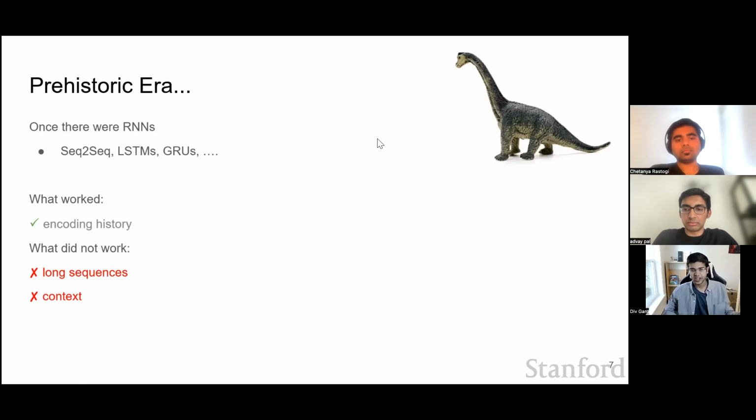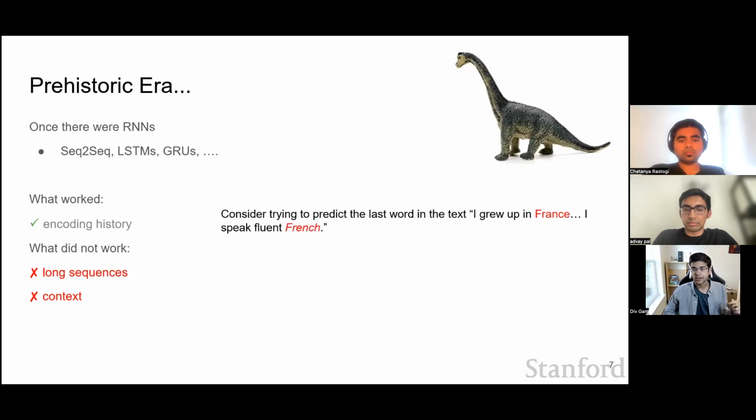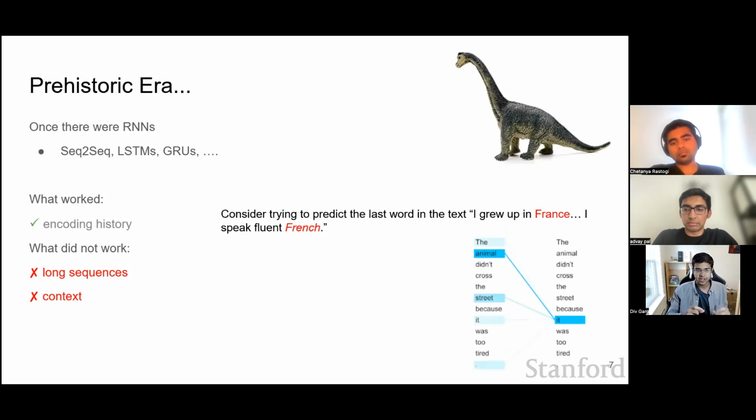In the prehistoric era, there used to be RNNs. There were different models like sequence-to-sequence, LSTMs, and GRUs. They were good at encoding some sort of memory, but they did not work for encoding long sequences, and they were very bad at encoding context. Here is an example: if you have a sentence like, I grew up in France, so I speak fluent dash, you want to fill this with French based on the context, but an LSTM model might not know what it is and might just make a very big mistake here.